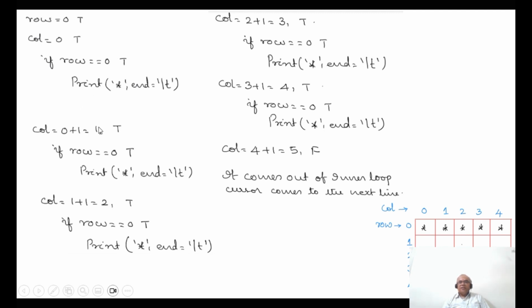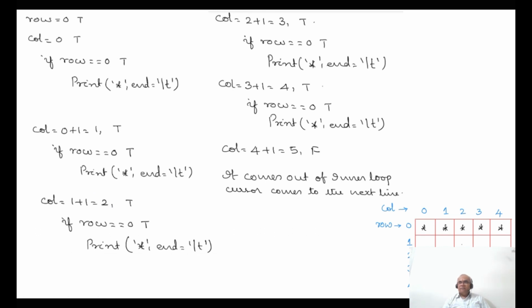Is 1 within 5? Condition is true. So we are coming to this. Then here row is equal to 0. Condition is true, so the rest of the things will not be considered at all. Print star. So it is printing star. Then column is incremented by 1.